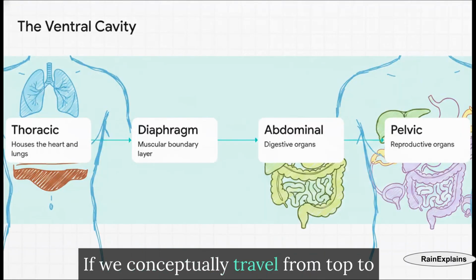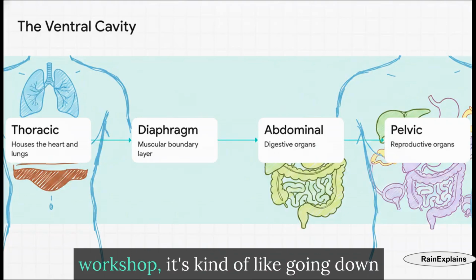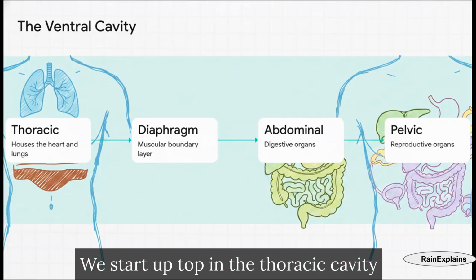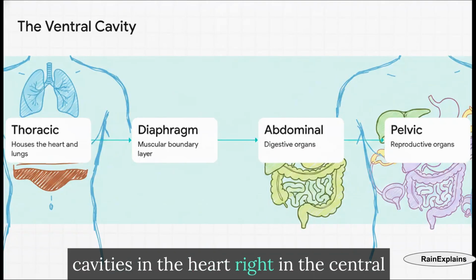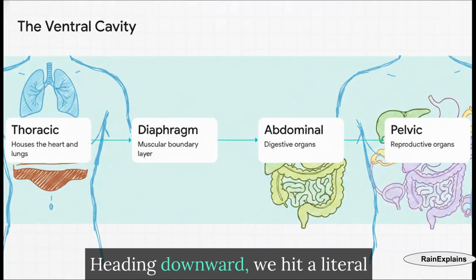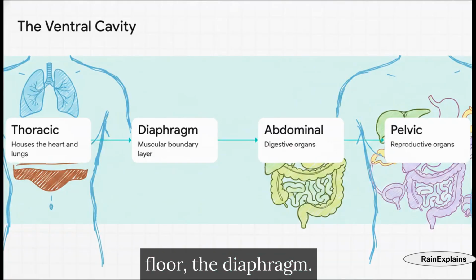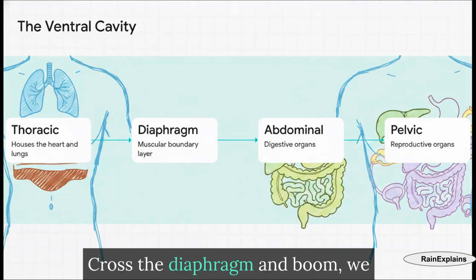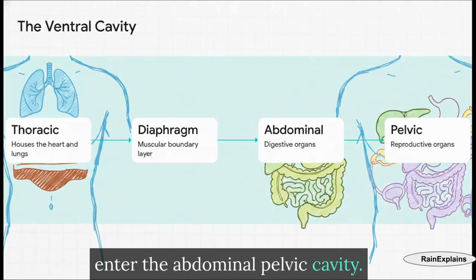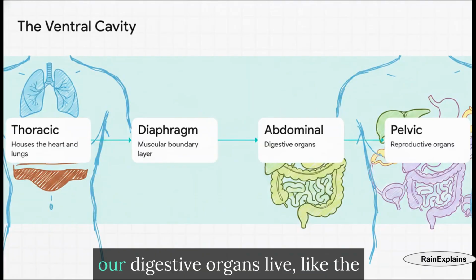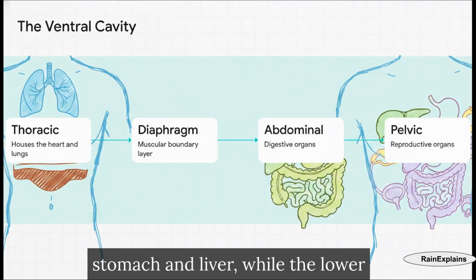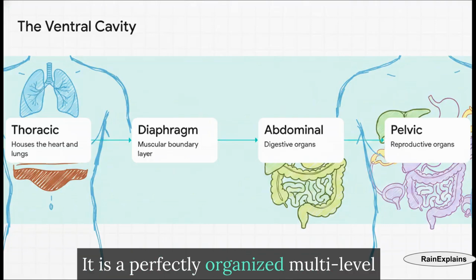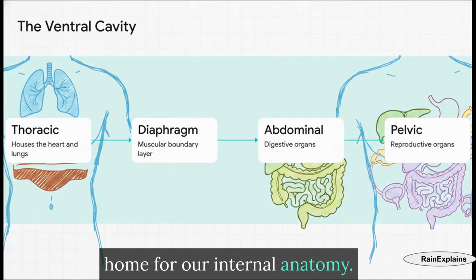If we conceptually travel from top to bottom through this active ventral workshop, it's kind of like going down floors in a building. We start up top in the thoracic cavity, containing the lungs and the pleural cavities and the heart right in the central mediastinum. Heading downward, we hit a literal floor, the diaphragm. This is a crucial muscular boundary layer that separates the chest from the lower half. Cross the diaphragm, and boom, we enter the abdominal-pelvic cavity. The upper abdominal portion is where our digestive organs live, like the stomach and liver, while the lower pelvic cavity houses the reproductive organs and the bladder. It is a perfectly organized, multi-level home for our internal anatomy.